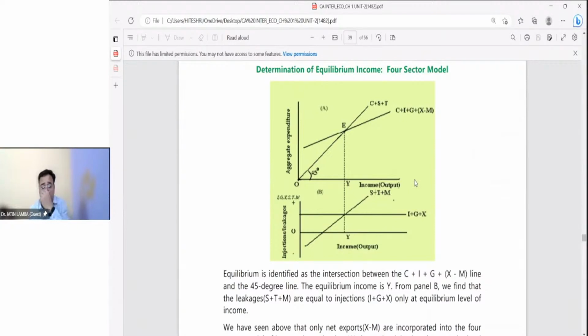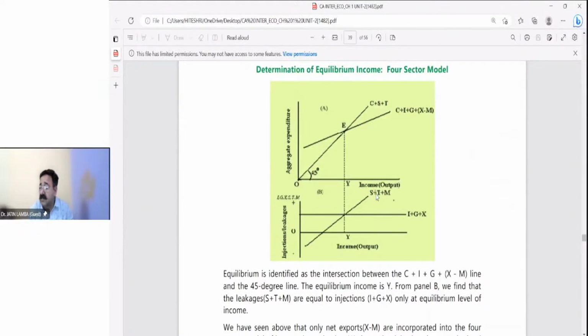Why, sir? Because as in the circular flow, savings, what the people save, it leaks out from the circular flow for the time being. What the people pay as taxes to the government, it also leaks out. And the import expenditure done by our people, they are spending their money for import of goods and services. That money goes out from the circular flow as well as from the economy also. So these three things are adding up: savings plus taxes plus import.